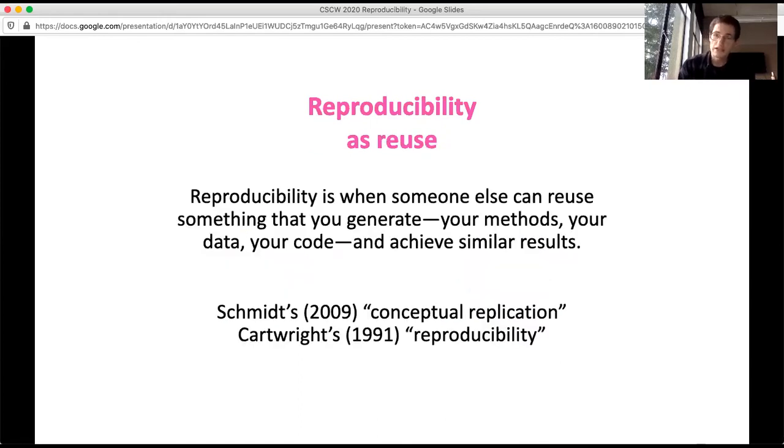But there was another understanding of reproducibility that emerged in the workshop that was much more centered around reuse. And so this was about being able to hand off a workflow or a computational analysis to another researcher and have them use it for slightly different circumstances, right? To do the same kind of analysis again, to use it as a tool in some sense. And this was much more closely related to what Schmidt calls conceptual replication as opposed to direct replication, and what Cartwright simply calls reproducibility as opposed to replication.